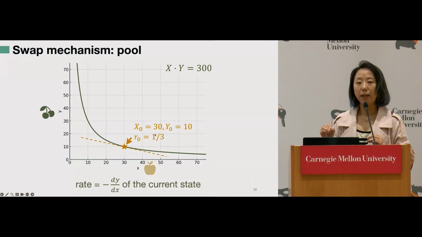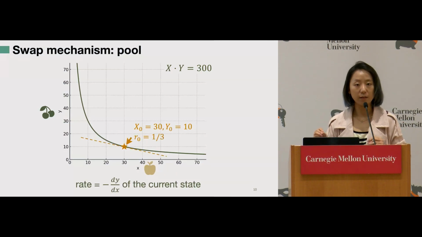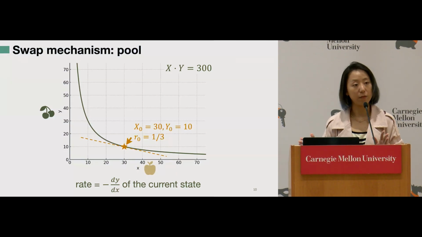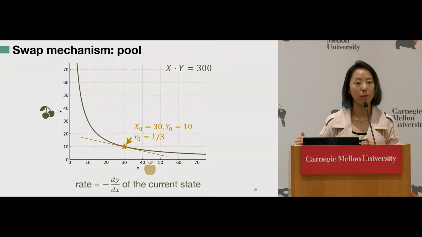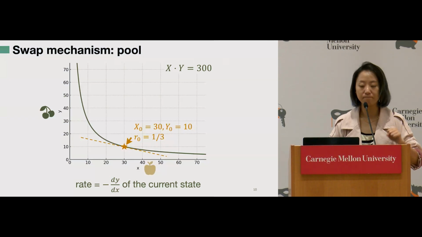Now, given any current state, the rate is defined as the absolute value of the slope of the tangent line at the current state. So this rate means how many cherries I need to pay per infinitesimal amount of apples. So this rate captures the current price.